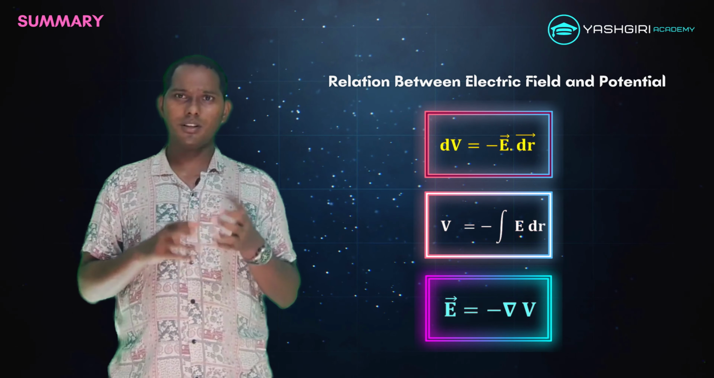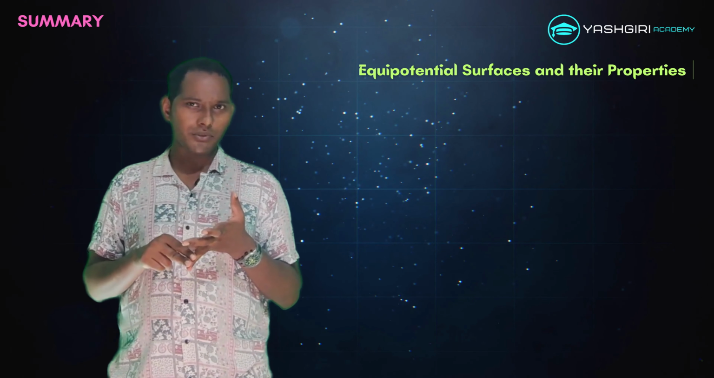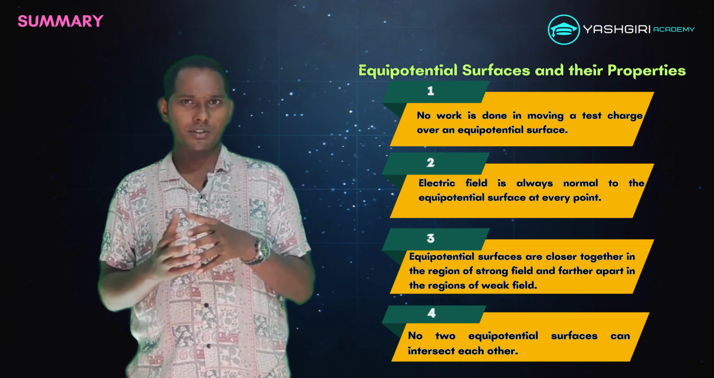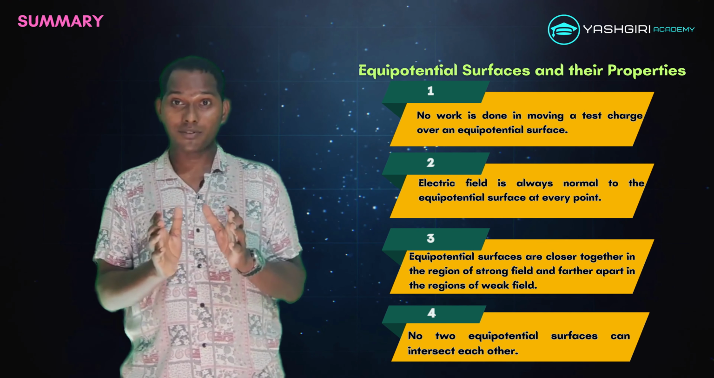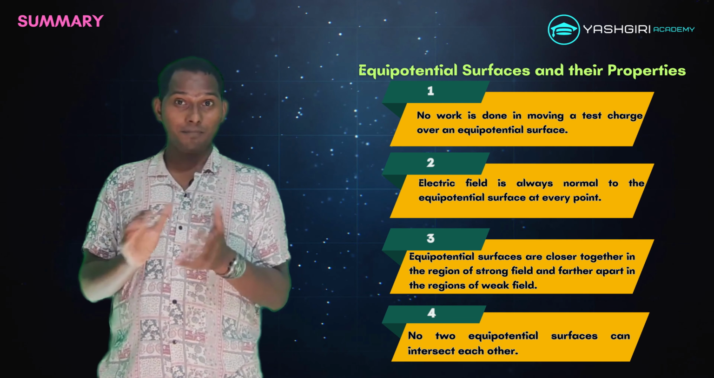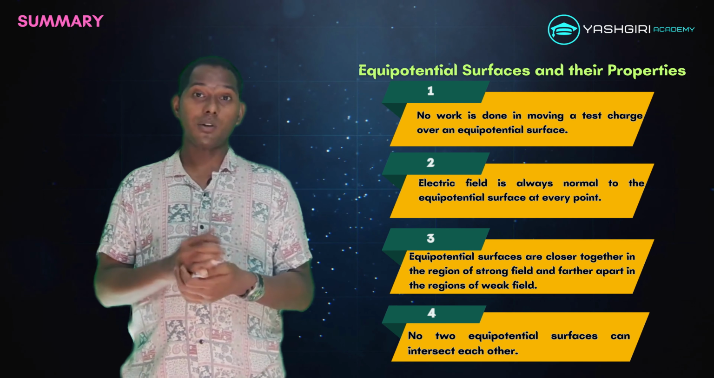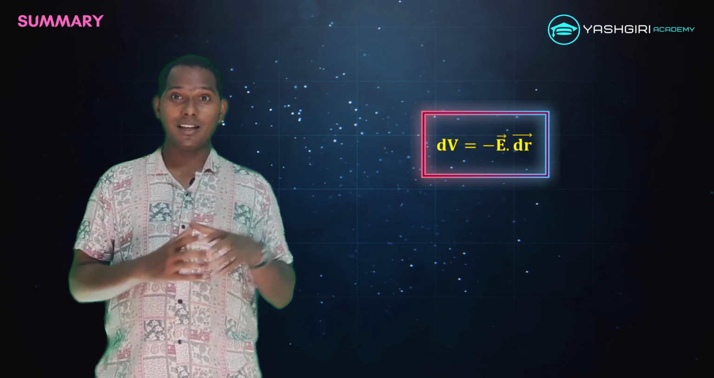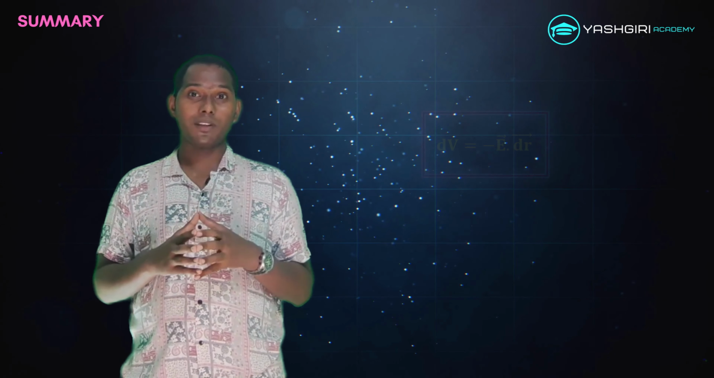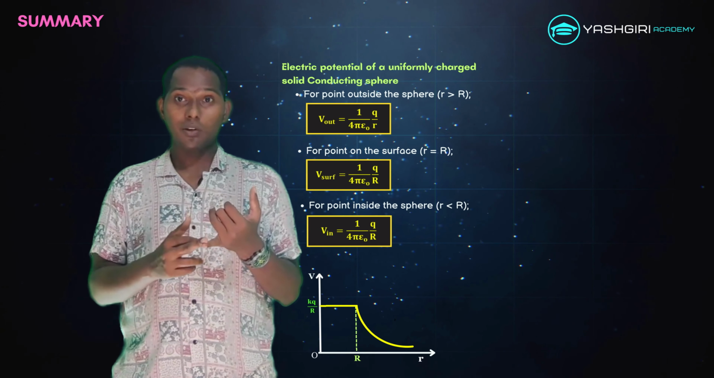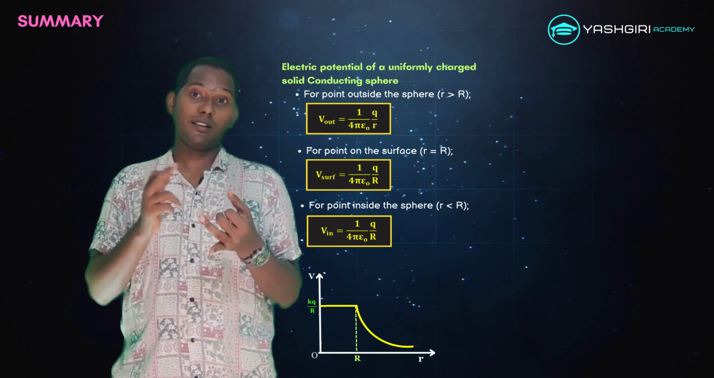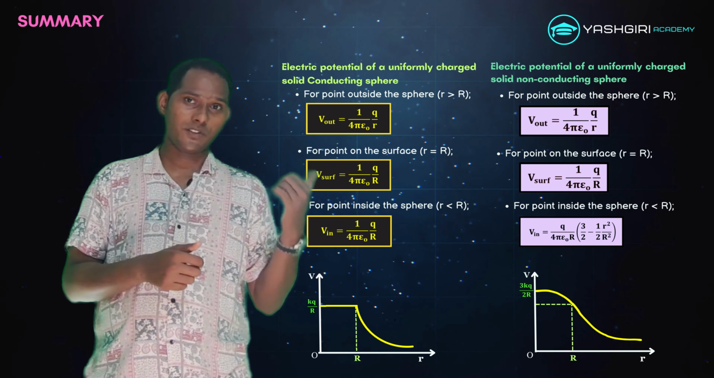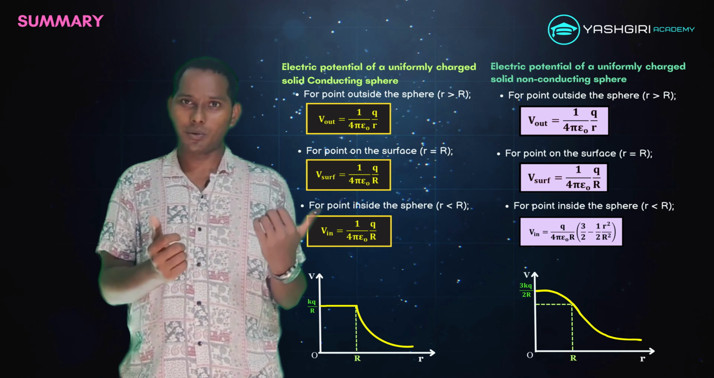Then students, we also discussed equipotential surfaces. So the 4 properties that we have discussed here, we have also seen equipotential surfaces for different charge systems as well, right? And finally, we also used this relation between the potential and the electric field in getting the electric potential of a conducting solid sphere, right? And then as well as for a non-conducting solid sphere, right? So these are the equations you have to make a note of.